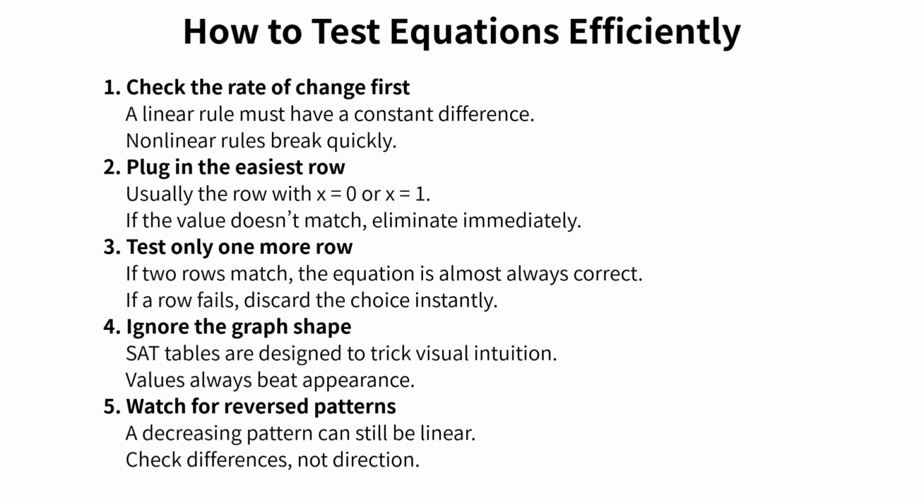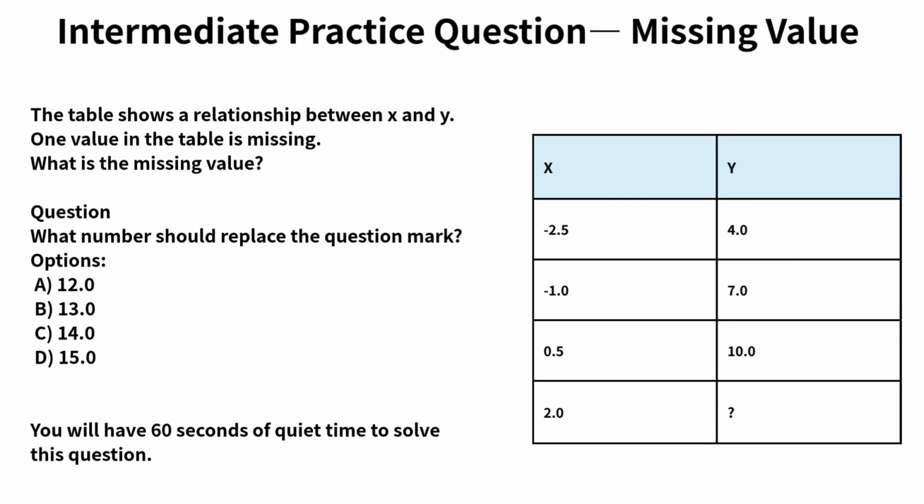Finally, watch for reversed patterns. A decreasing table can still be perfectly linear as long as the differences are constant. By applying these quick checks, you can evaluate equations in seconds and choose the correct SAT answer with confidence and speed. Here is your intermediate practice problem.